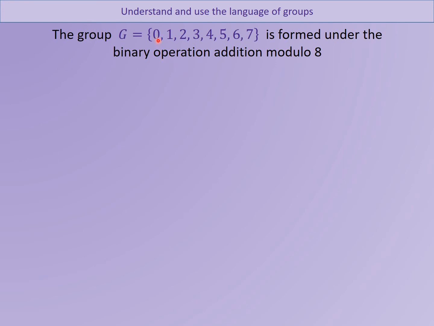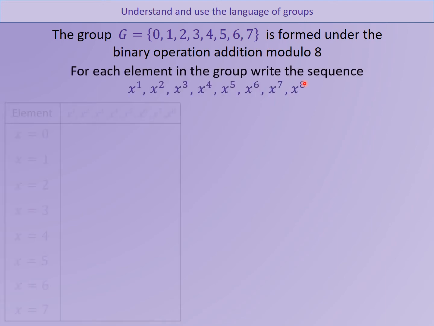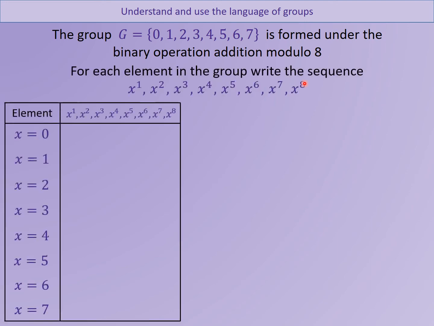I've got the group G, which is all the numbers from 0 to 7 under modulo 8. What I'd like you to do is figure out x to the power 1, x to the power 2, 3, 4, 5, 6, 7, and then finally, ending where you started, x to the power 8. All I'd like you to do is write the sequence you get. The first one will be the number itself. So x to the 1 is just whatever x is, 0. X squared would be 0 plus 0, which is 0. X to the 3 would be x squared plus another 0, and so on. So this is a very boring sequence.